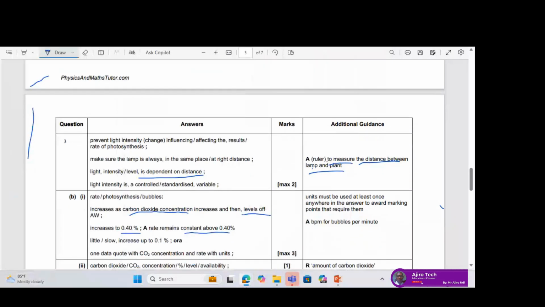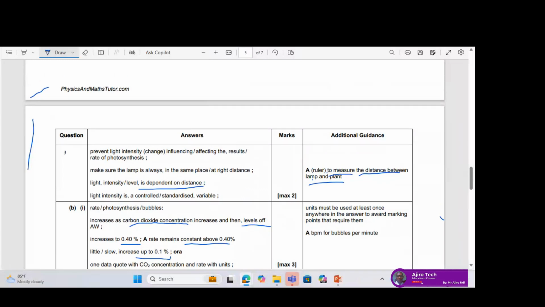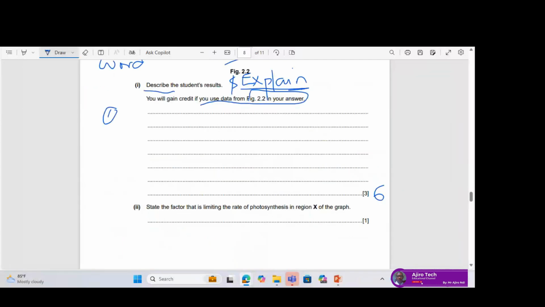What else did you see? They said it was slow at start. Okay, at the start it was slow up to 0.1. Then after 0.1, of course, it increased a bit faster. All right, so you can quote data. When you quote data of what you see, you get your points. So that's how to answer questions such as this.